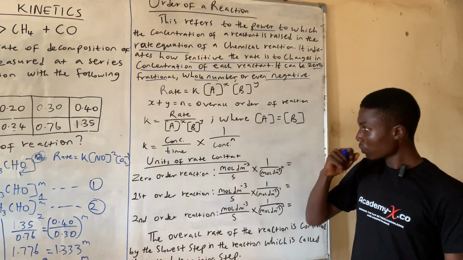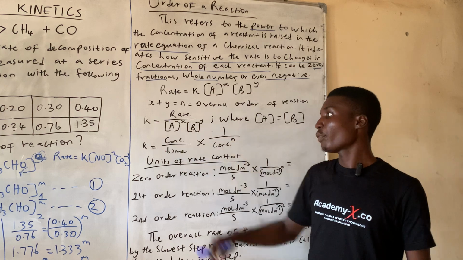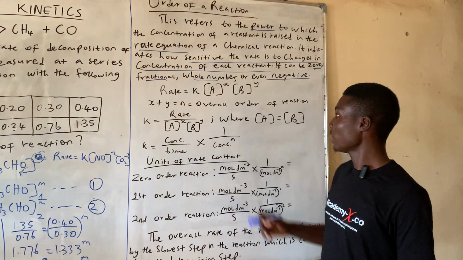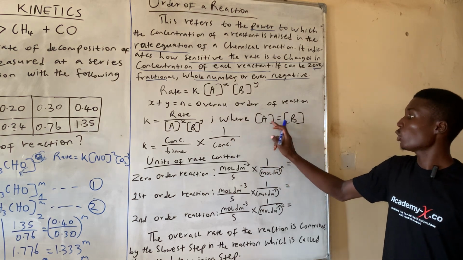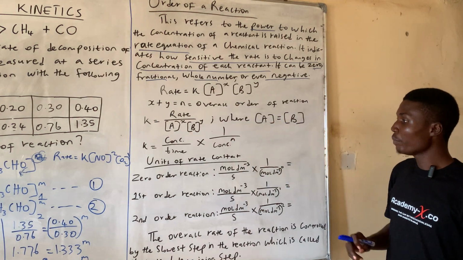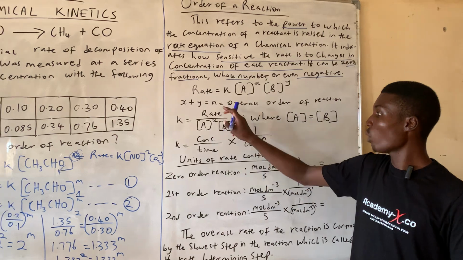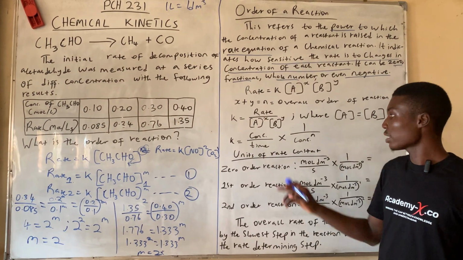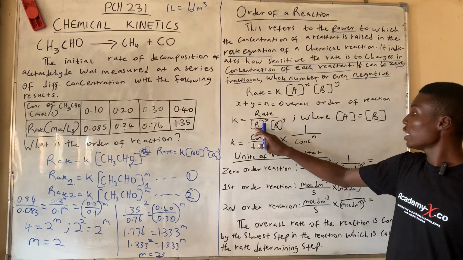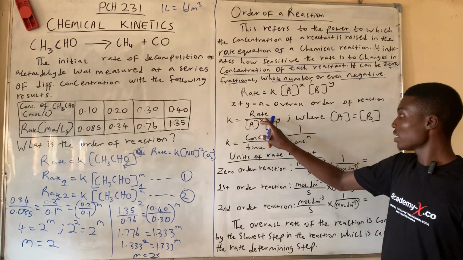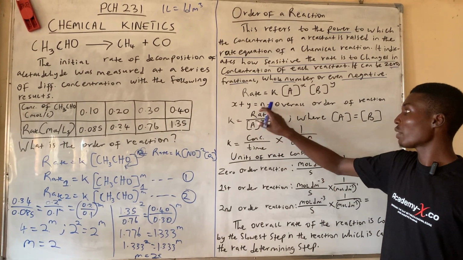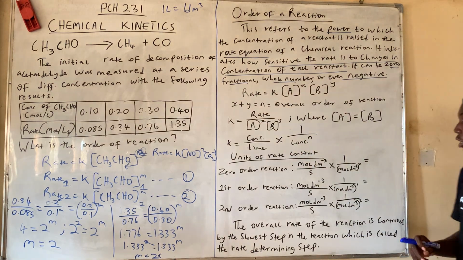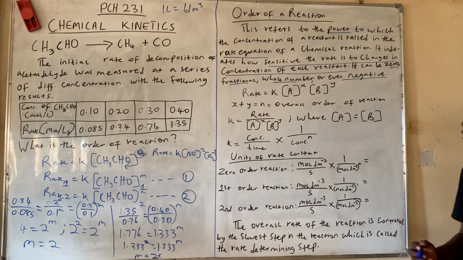So that's about that. If you make k the subject of the formula, k is now equal to rate divided by the concentrations raised to the power of their different orders. And where the concentration of A is equal to the concentration of B, we now have that k is equal to rate, which is change in concentration over time, I talked about that, times 1 over concentration. If these are the same, it simply means that we can add x plus y, which is given as n. Automatically, it's 1 over concentration raised to the power of n. So what are the units of the rate constant?